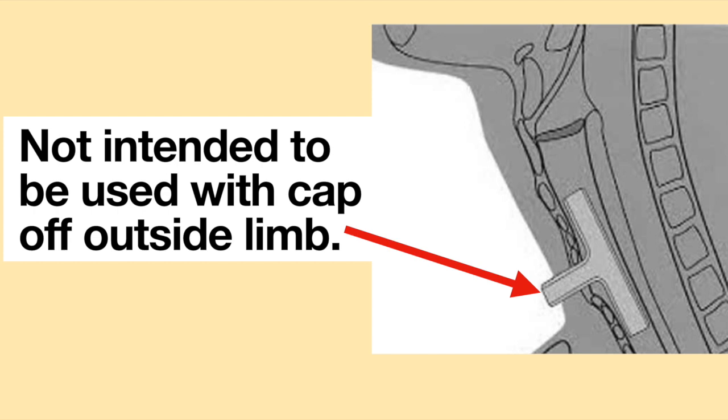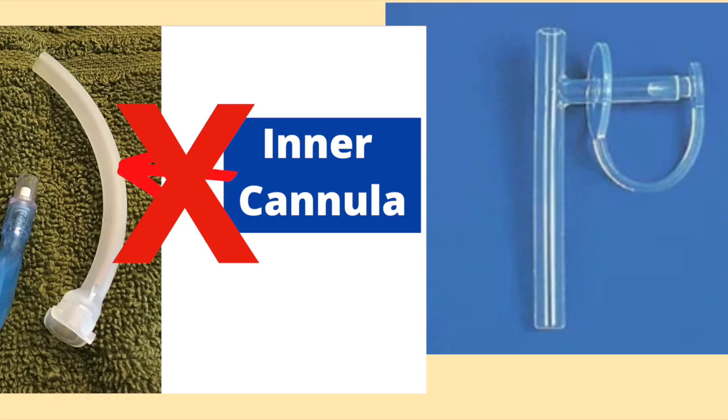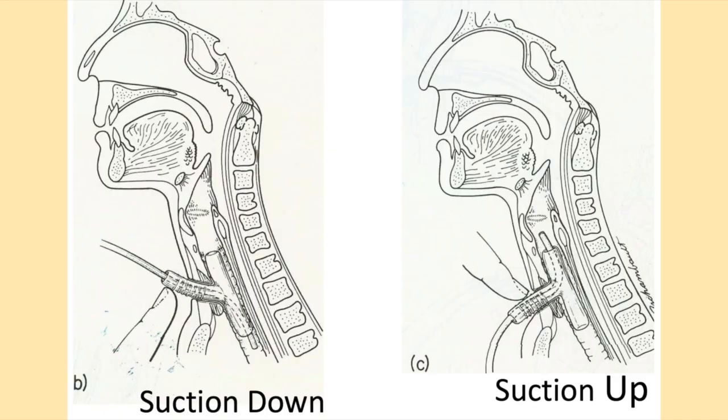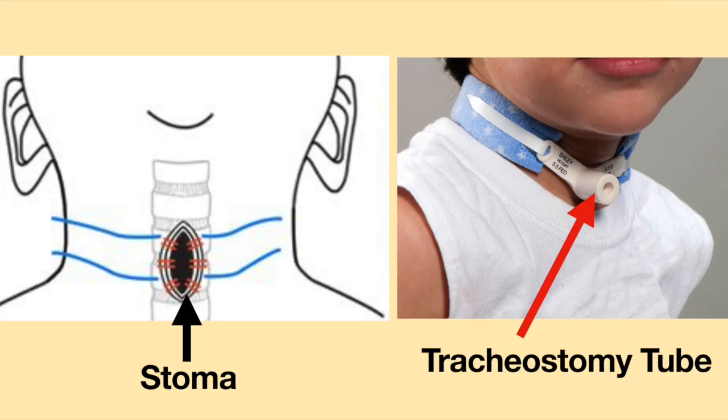If a person needs an artificial airway to breathe, the tracheal T-tube is not intended to be used with the cap off the outside limb. Removing the cap from the outside limb will cause mucus to accumulate and possibly block the tracheal T-tube. The tracheal T-tube does not have an inner cannula. If the tracheal T-tube becomes clogged with mucus, suctioning will need to be performed. If suctioning cannot clear the mucus plug, the tracheal T-tube must be removed and a tracheostomy tube inserted until another tracheal T-tube can surgically be inserted.